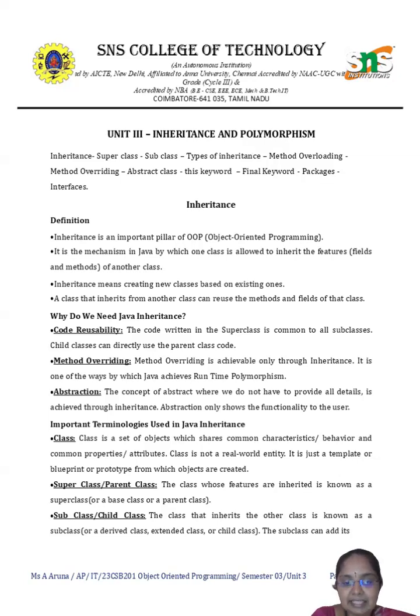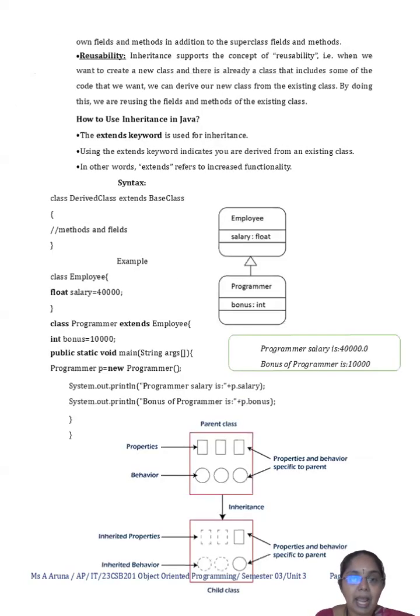The third terminology is subclass or child class. The class that inherits the other class is known as the subclass, because whatever features are available in the parent class or base class can be inherited in our child class. Also, in a subclass we can add other fields and methods. The next terminology is reusability. Inheritance mainly supports reusability. Whenever we create a new class, what is already included in some other code can be reused, because it is inherited from our existing class. So we call it reusability.